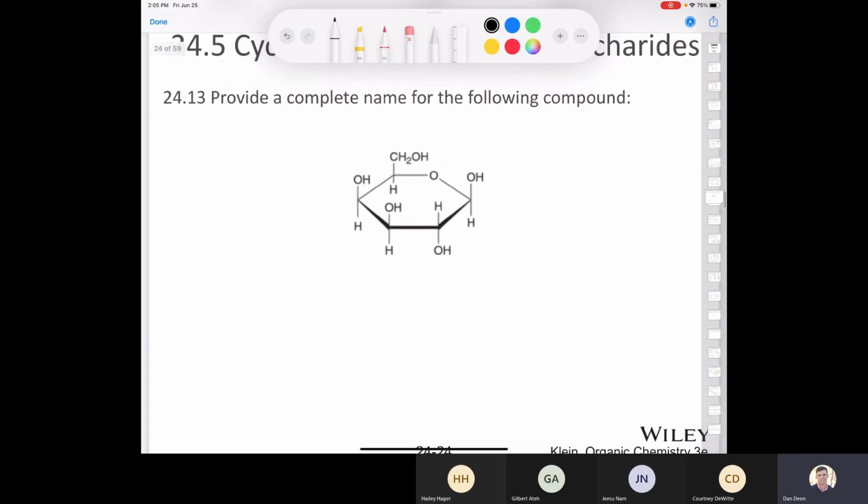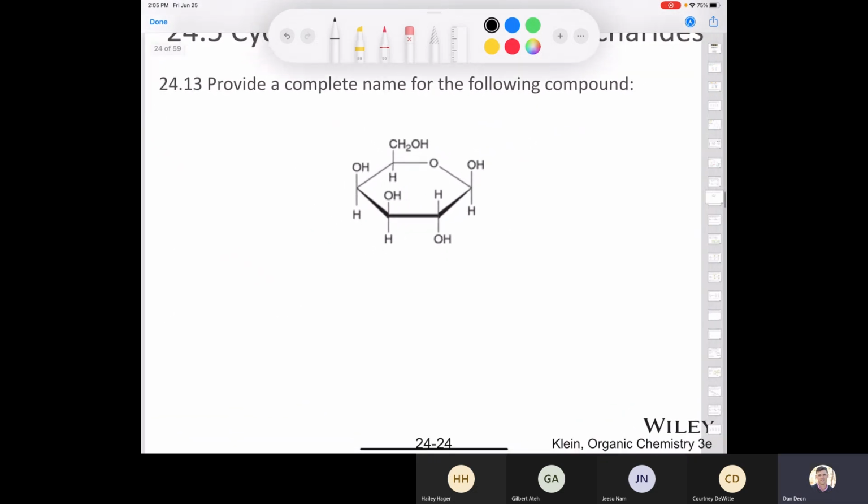Here we go. It says provide a complete name for the following compound. So again, in order for us to name this, we'd have to have the family of aldohexoses at our disposal. But let's give it a try here. So could anybody tell me if this is alpha or beta, first of all, just for fun? Yeah, it's beta. Yeah, so we get that. So this is beta.